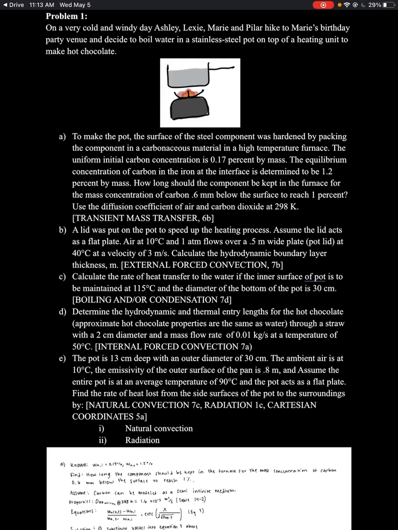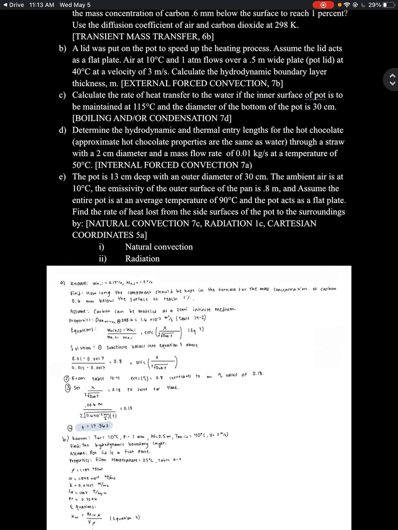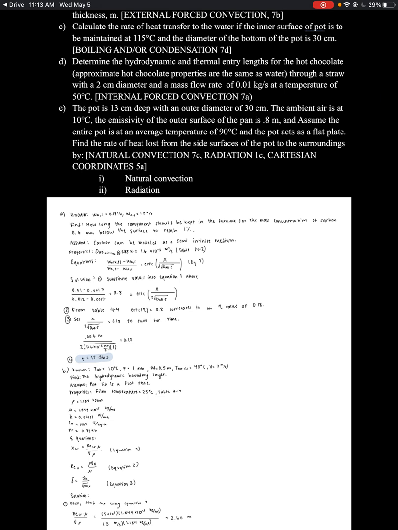In problem 1, Ashley, Lexi, Marie, and Pilar decide to go on a hike and make some hot chocolate at the top. In part A, the pot has to be hardened, so it's placed in a high temperature furnace. This question asks how long the component should be kept in the furnace for the mass concentration of carbon 0.6 millimeters below the surface to reach 1%.